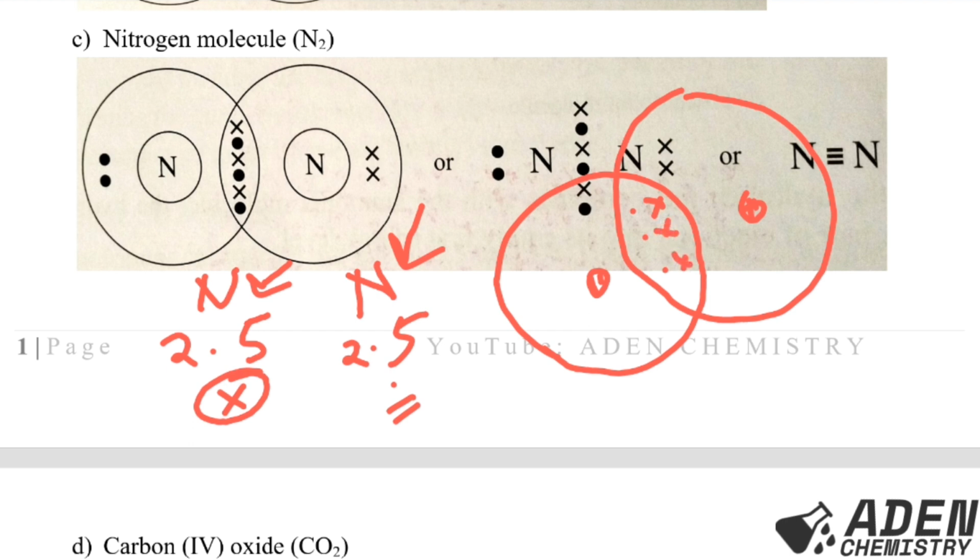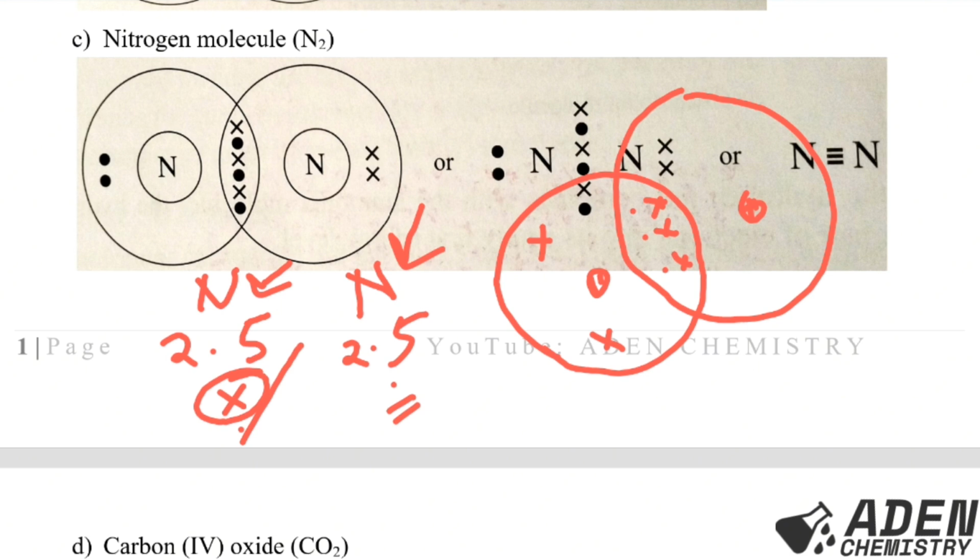Then we see the outermost energy level, how it is. So check here, we are having 5 crosses in the first nitrogen. But if you see, it's having 3 crosses only, 1, 2, 3. So that means we need 2 more crosses, 1, 2, to complete the outermost energy level for that first nitrogen. If we confirm, 1, 2, 3, 4, 5 crosses plus 3 dots will give 8.